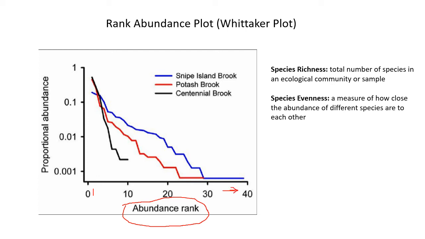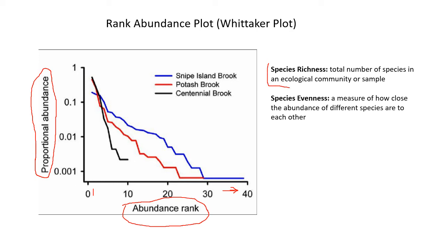And then on the y-axis is the proportion of abundance. So for each species, how many individuals do you have? And what's the ratio of the number of individuals of that species to the total number of individuals of all species in the sample? And what a rank abundance plot tells you is not only the number of species, but also the relative abundance of the different species. So over here we can see two definitions.